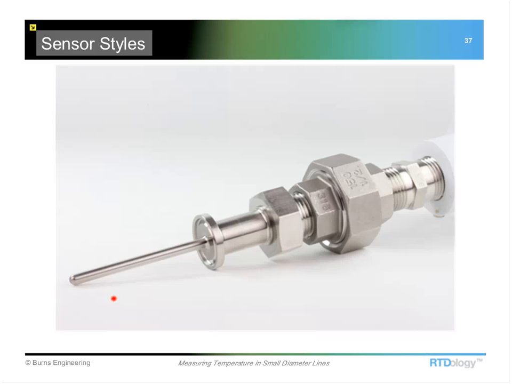This will allow you to keep your process closed up. You can remove the sensor by just breaking the pipe union here, and the sensor connection head will pull right out of that particular well. So this is a good application where if you've got a small diameter line, you want to keep your system closed up when you're calibrating the sensor or for replacements. This is a real good solution for that.